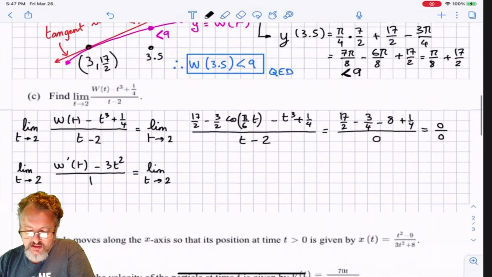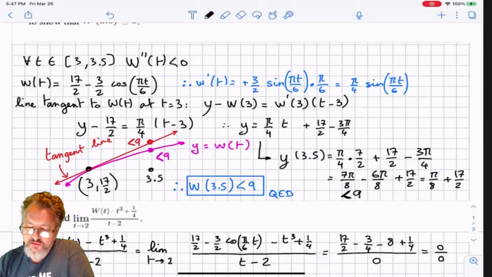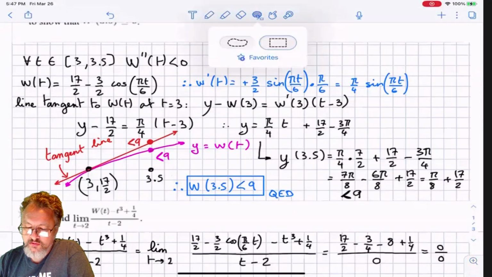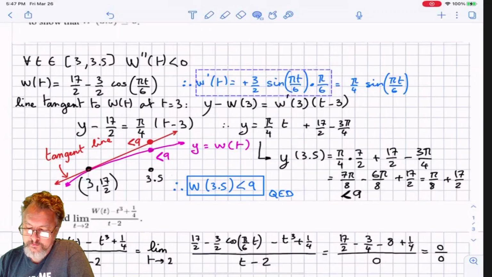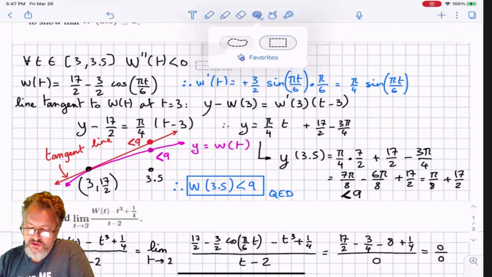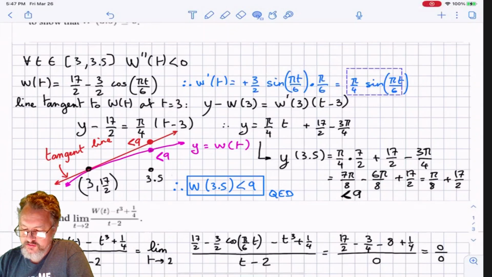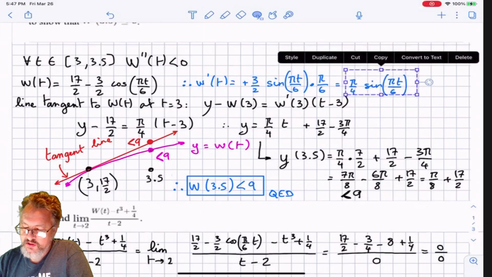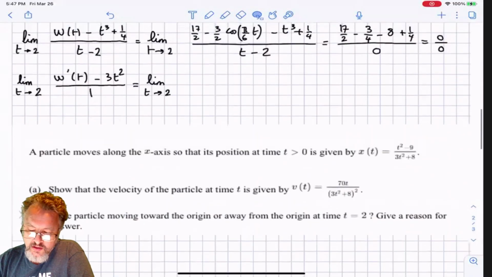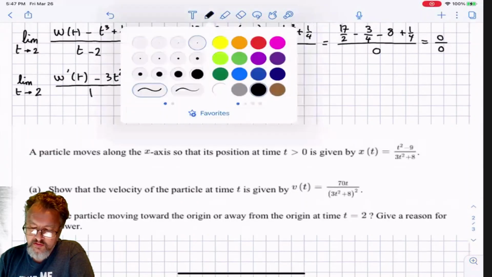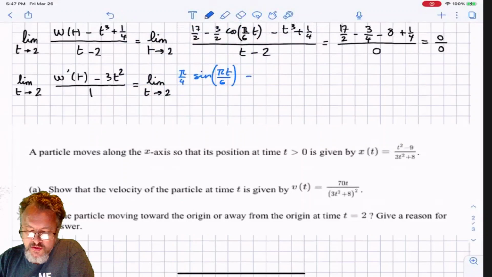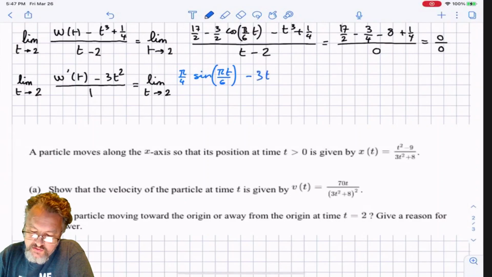So we did calculate it earlier, right? W prime was over there. So I'm going to grab it right here. Actually, I'm just going to grab this part right here. Well, actually, not even this part. There you go. Finally, copy, paste. Minus 3t squared, that's it, 3t squared over 1.